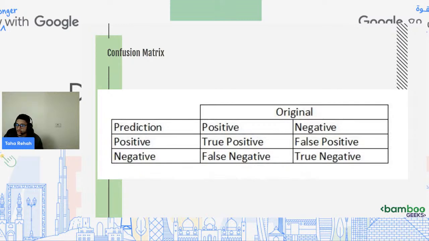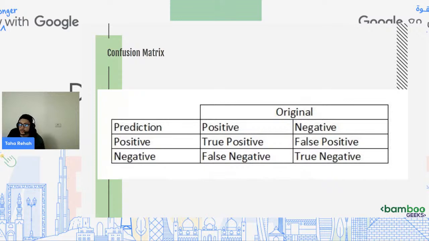The predictions are the responses that the model is giving, so it's the output of the model. And the original classes, or the labels originally put on the data set. The confusion matrix is showing us the relation between the prediction and the original in two ways, called positive and negative.